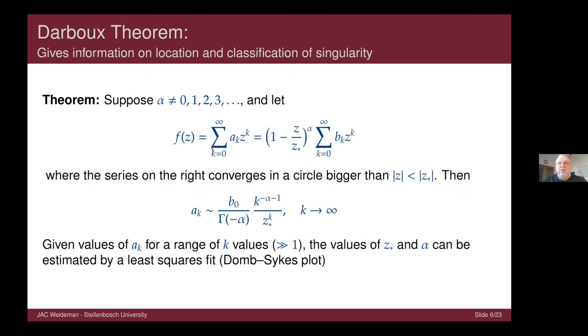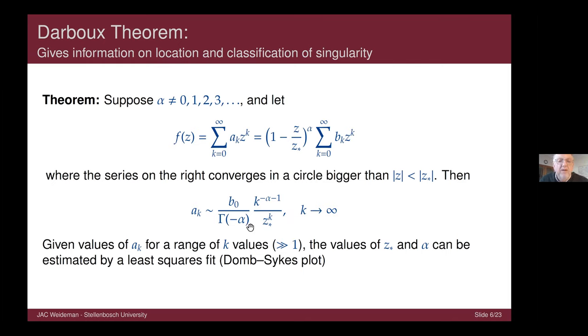Okay, so here is the Darboux theorem. It says something like the following. Suppose you're given the power series; what can you say about the singularities of the function? All you know are the coefficients. It says the following: if this power series looks like a singular part times a regular part that converges in a fairly biggish region, then you can find the position of the singularity, that's the z star, and its type, the alpha, by looking at the asymptotic decay of the coefficients. And in particular, you have this explicit formula for the asymptotic decay of the coefficient.